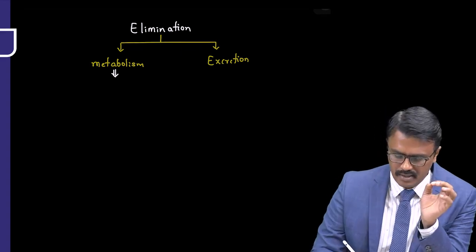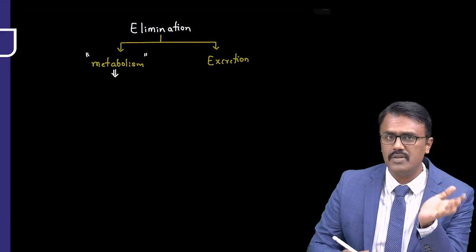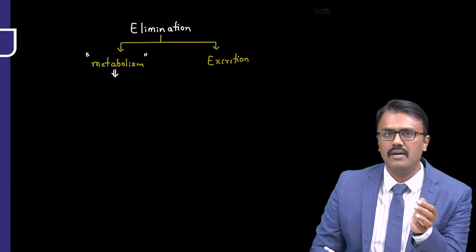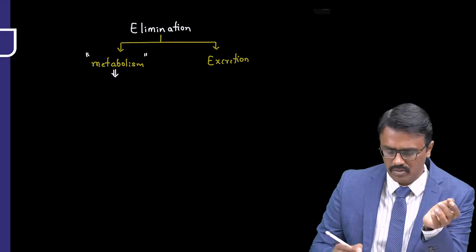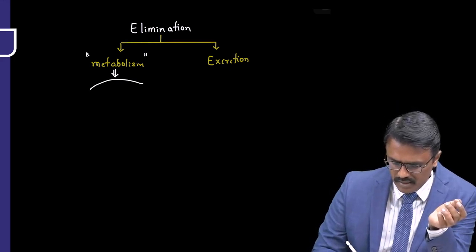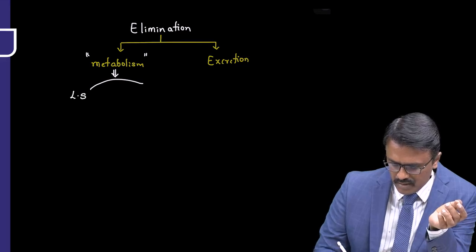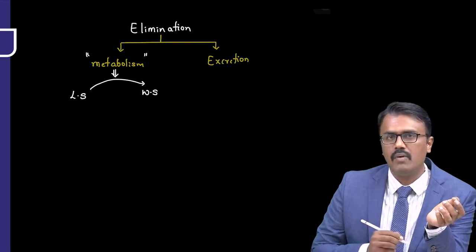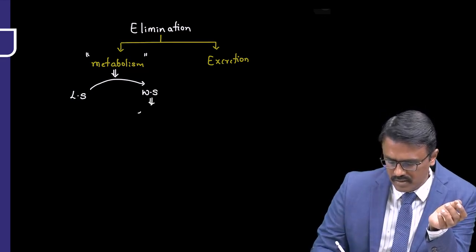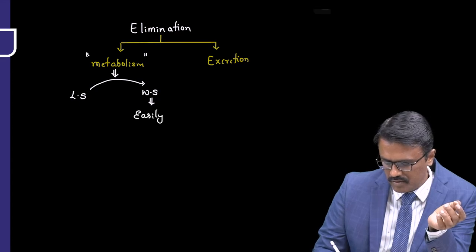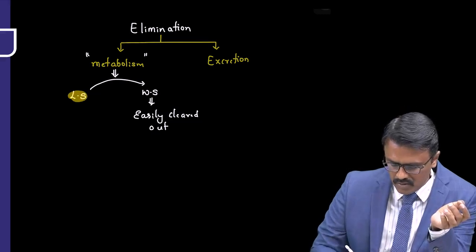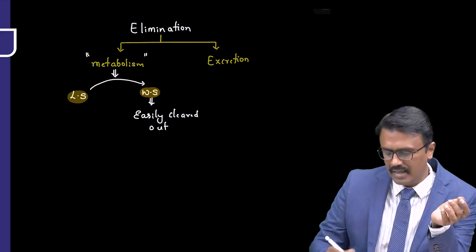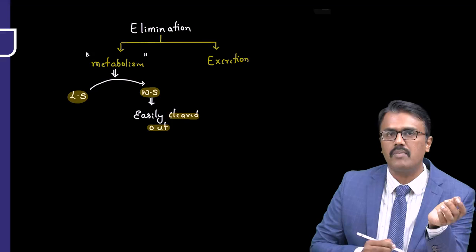Now please understand why the drug stays inside the body: because it is lipid soluble. If I make it water soluble, the drug is easy to throw out, easy to get cleared out. So the purpose of metabolism is to make a drug which is lipid soluble into water soluble. Now what happens if it is water soluble? It is easily cleared out of the body. So the purpose of metabolism is to convert lipid soluble drug into water soluble drug and easily throw it out of the body. That is metabolism.